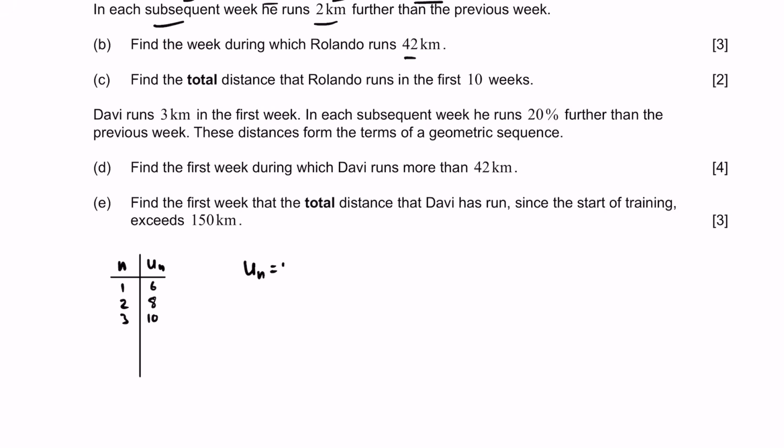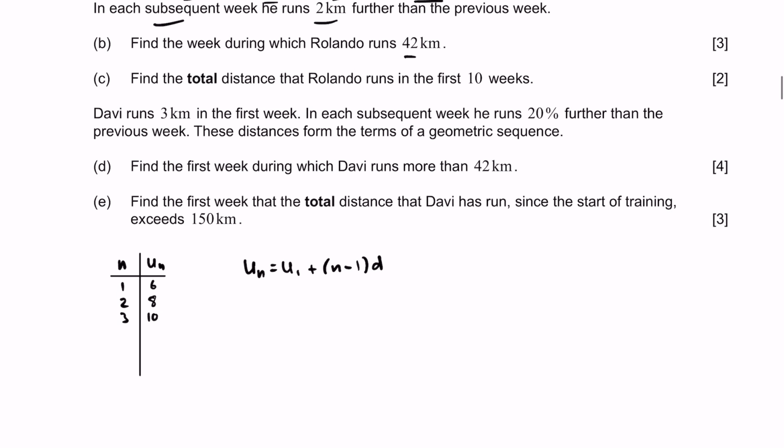un is equal to u1 plus n minus 1 times d. This is in our formula booklet as well. Value of a given term is equal to first term, u1, plus n, which is just the term number that we want to solve for. And d is the common difference, what we add or subtract to go from one term to the next. So let's find u1 and d, then we've got a formula, and then we can deal with this 42 and find out the term number or the week in which he runs 42 kilometers.